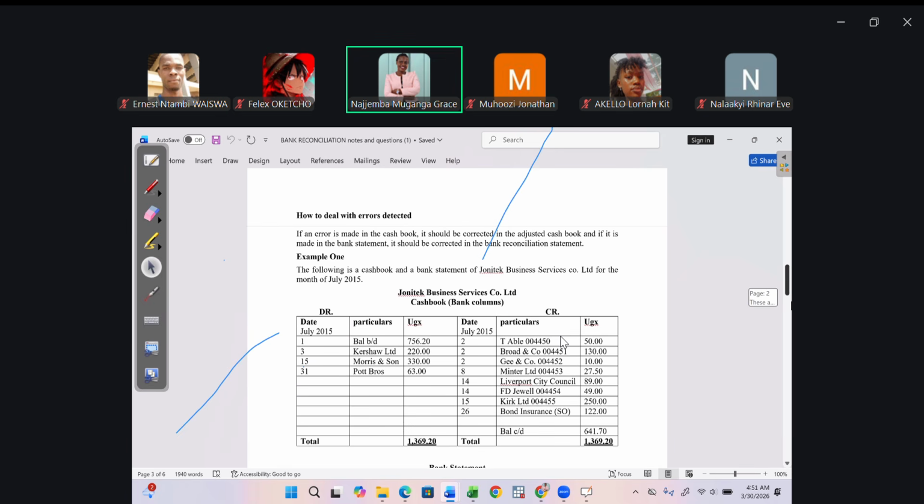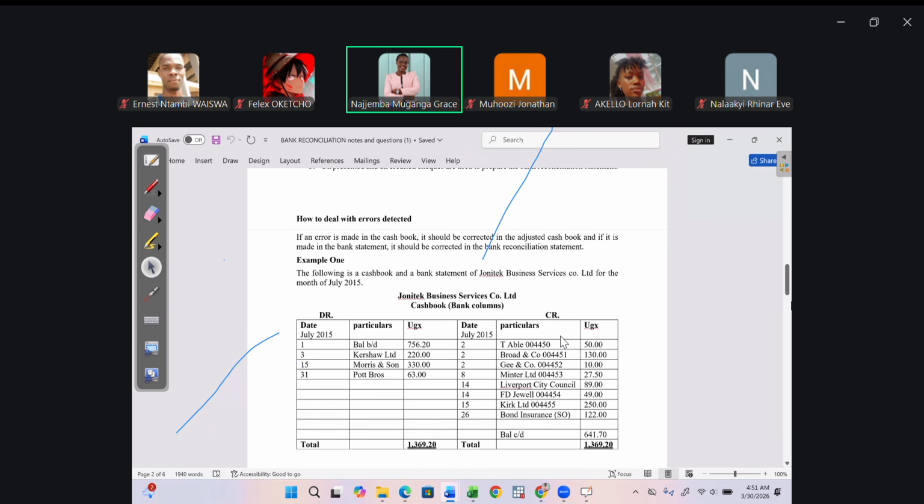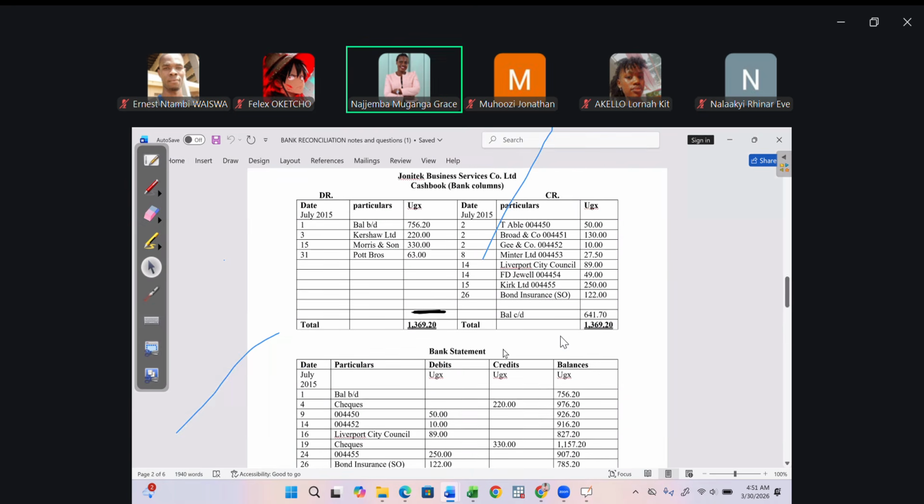It's not hard. The following is a cash book and a bank statement of Johnny Tech Business Service Company Limited for the month of July 2015. So this is the cash book. We have items on the debit and the credit. Then we have the bank statement with items on the debit and the credit. So the first step is we tick, right? Let us tick. We can start with the debit side.